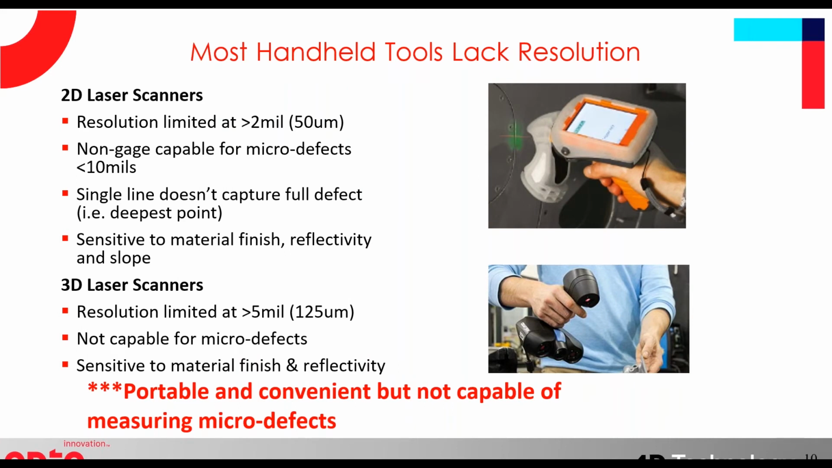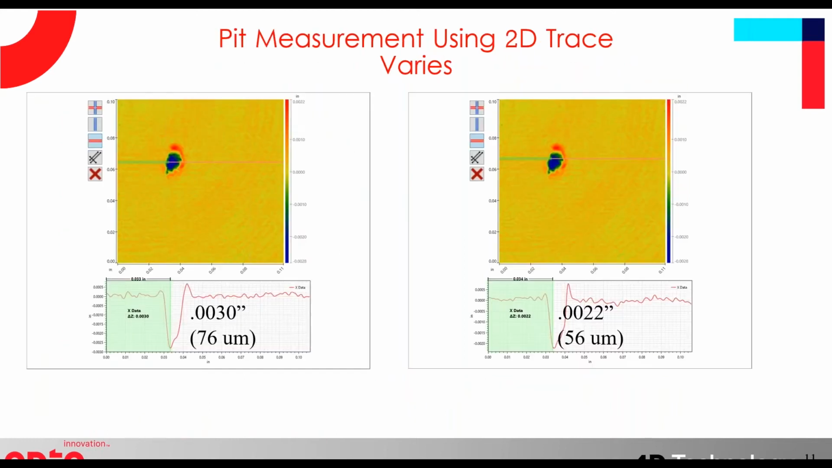You might move on to some handheld 2D or 3D laser scanners or stereoscopes. But the problem there for microscale defects is they simply lack sufficient resolution. Therefore, they're non-gauge capable. The 2D systems just won't capture the full defect, so it's unclear whether you've measured the deepest point. And they can be very sensitive to material finish. The 3D scanners, of course, will see the entire defect, but the resolution is typically even more limited. So they're very portable, convenient devices, but not capable of measuring microscale geometries and defects.